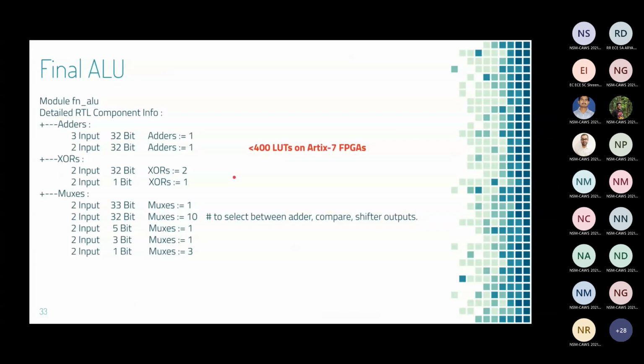So if you go through all those requirements of adders, subtractors, shifters, XORs, this is what you would end up with. This will require less than 400 LUTs on an Artix-7 FPGA. There are mechanisms to decrease this further, but you will have to pay a performance penalty, or improve performance and increase the LUT utilization as well.